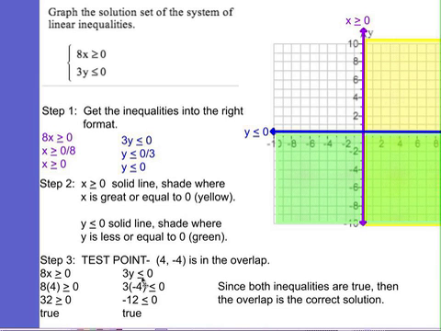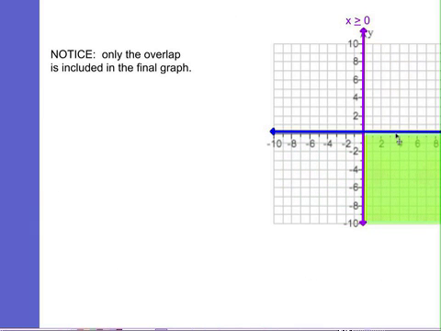For 3y is less than or equal to 0, I plug in -4 for y. -12 is less than or equal to 0 is true. Again, since both inequalities are true, the overlap is the correct solution right here in the bottom right. So with my final answer, I only include the shaded region where both colors overlapped.